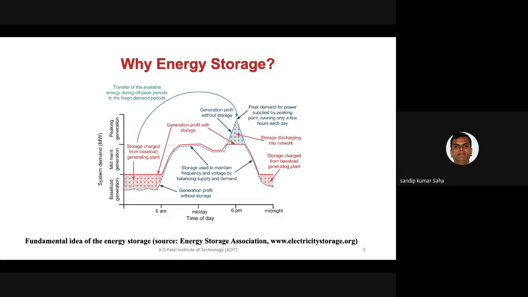Now, as you know, what is thermal energy storage? Basically, what we are doing is storing the excess heat during the daytime, and we will be using that energy where we need it. It could be night, or it could be in the peak hours, basically.